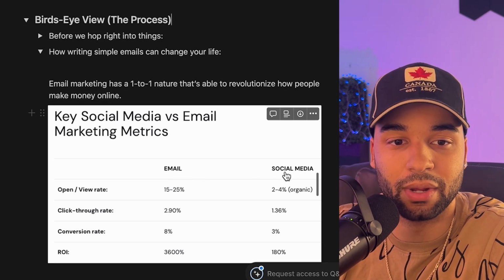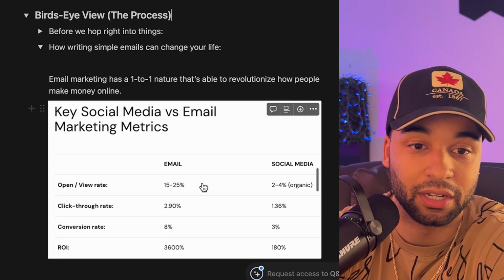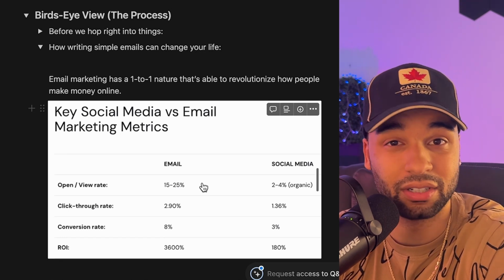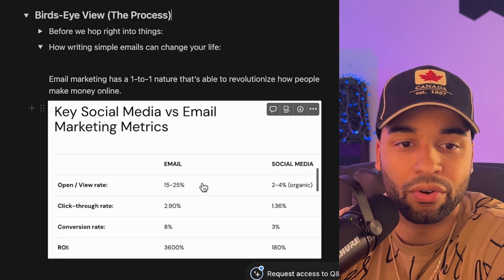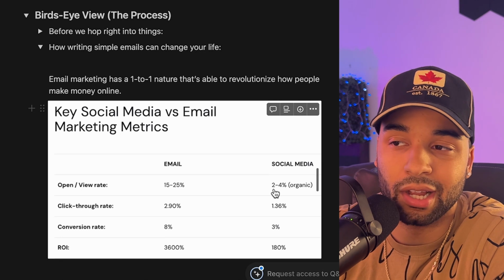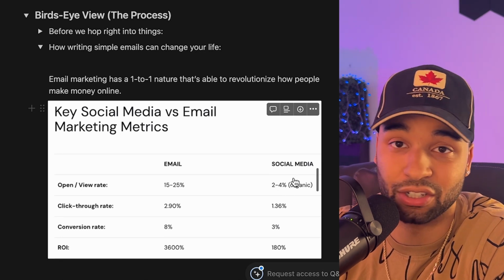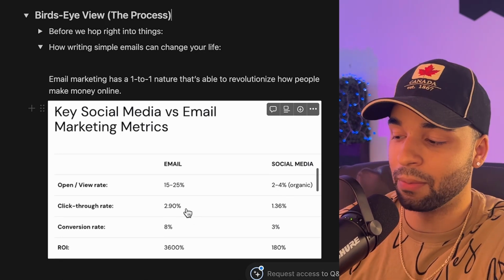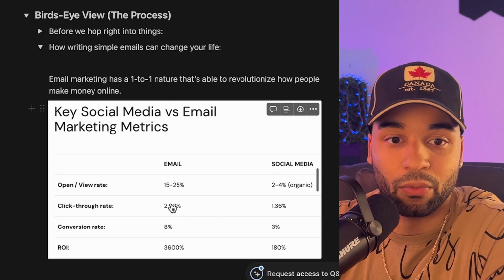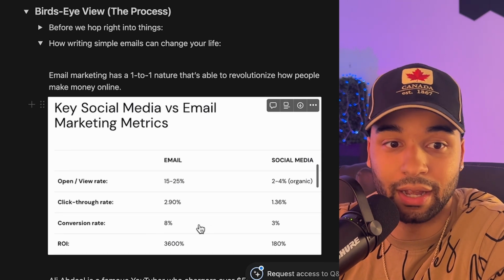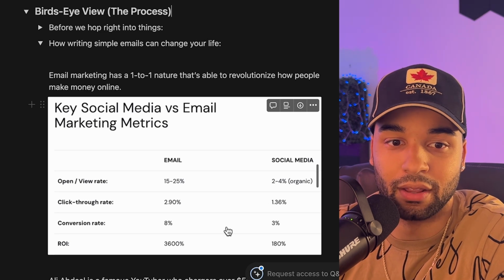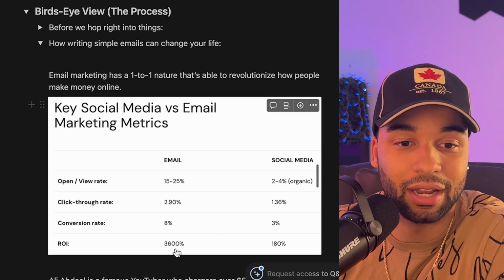So email versus social media. As you can see, email has a 15 to 25% open rate, and that is honestly pretty modest. The open rate on my email list, where I have almost 70,000 subscribers, is well over 35%, right? The high 30%. With social media, you're only reaching about 2 to 4% of the people who actually follow or subscribe to you. Next, the click-through rate, meaning how many people actually click on the link or click on what you want them to click on, is almost triple with email than it is with social media. Conversion rate, again, almost triple, and the ROI is staggeringly more than social media. This means that for every $1 you put into email, on average, you're getting $36 back.